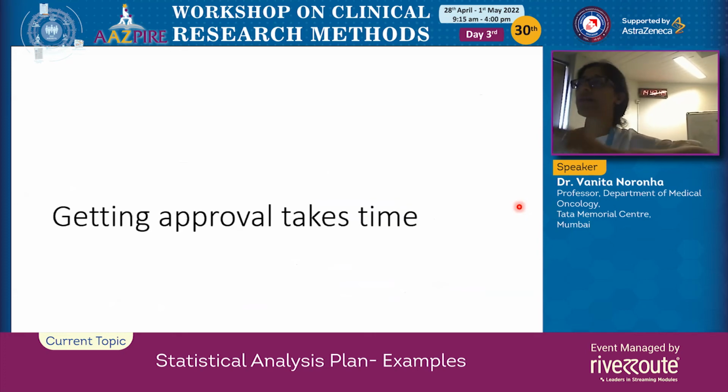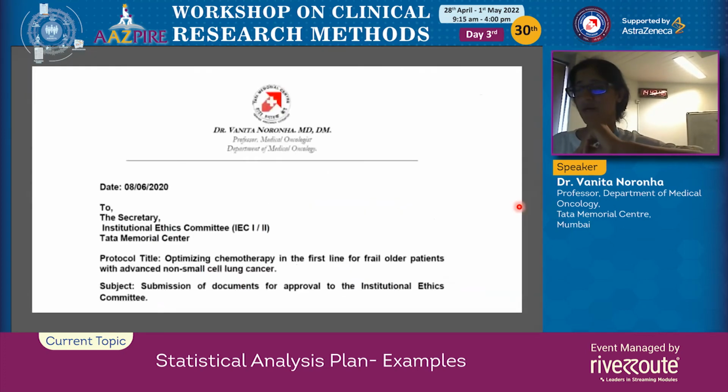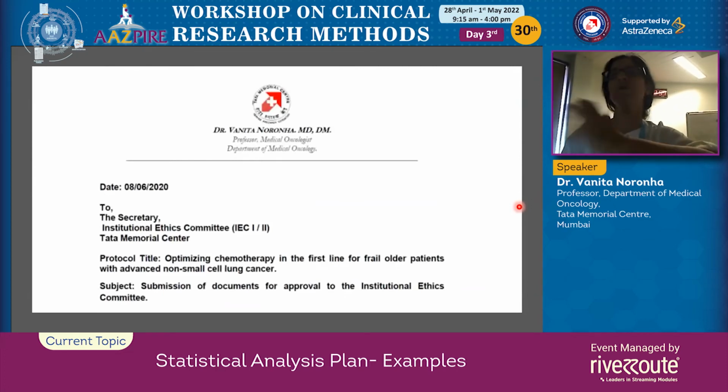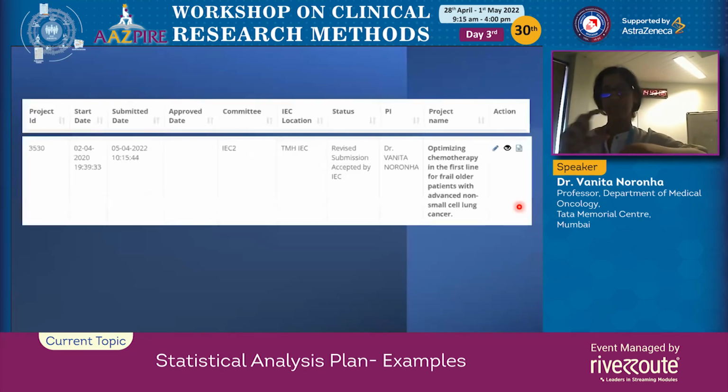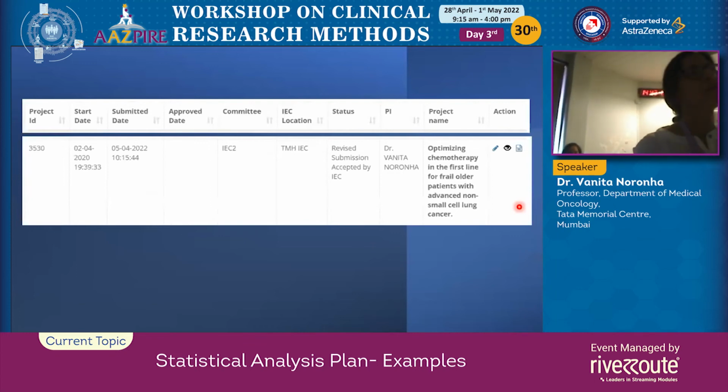Getting regulatory approval takes time. Now, this is a study that is very close to my heart. Some of you may know that geriatric oncology and lung cancer are very close to my heart. So in June of 2020, I wrote a study optimizing chemotherapy in the first line for frail older patients with advanced lung cancer. I submitted it to the IEC. This is a picture of my IEC portal. If you see, the beginning is the start date. Whenever you submit it, that's not the date you started it. You probably started at least 6 months ago.